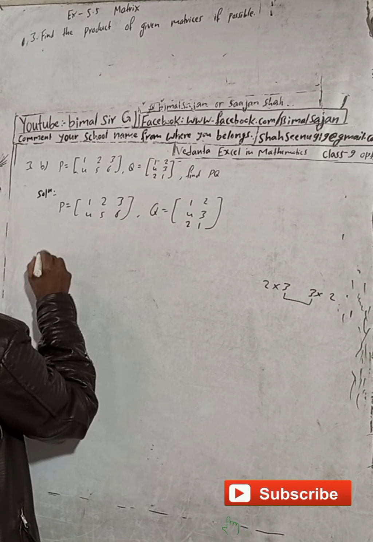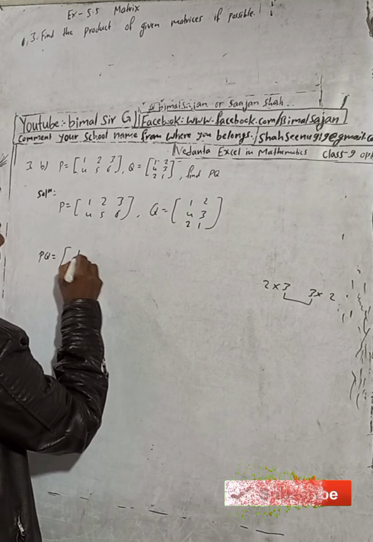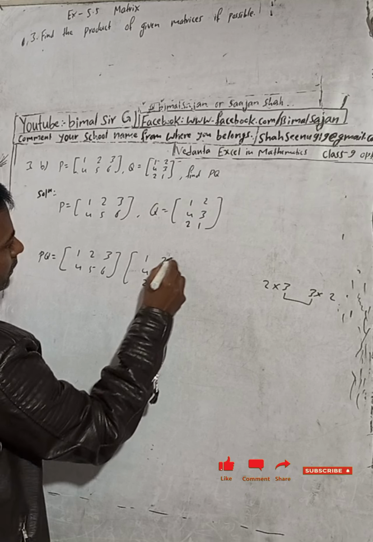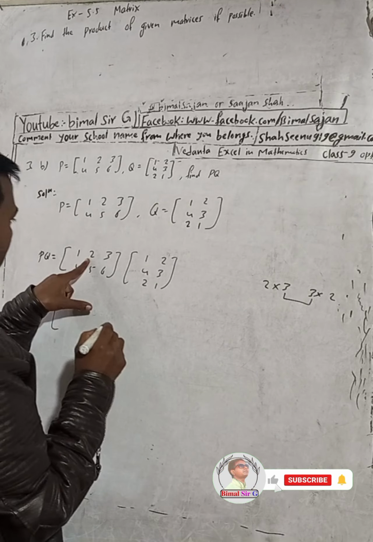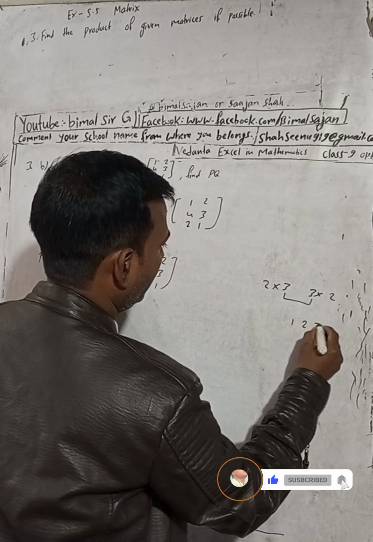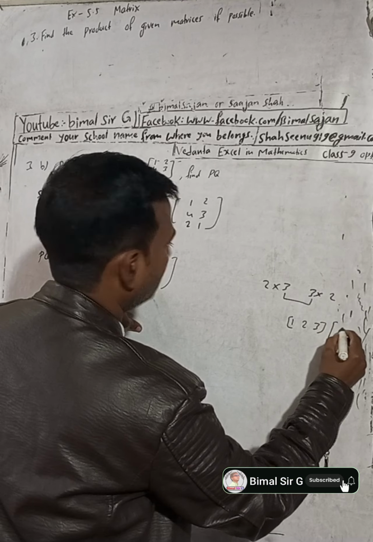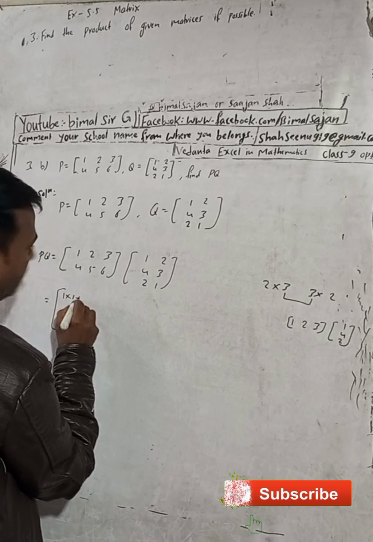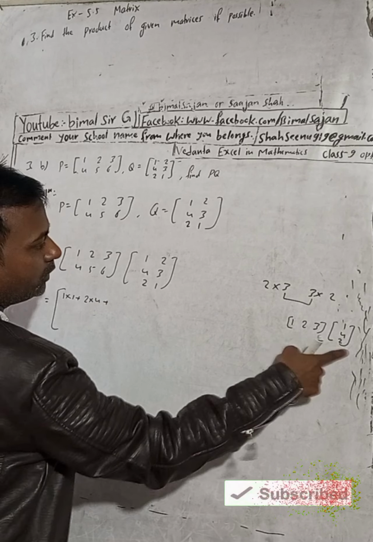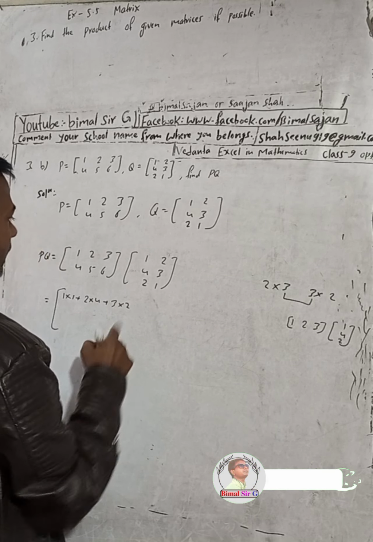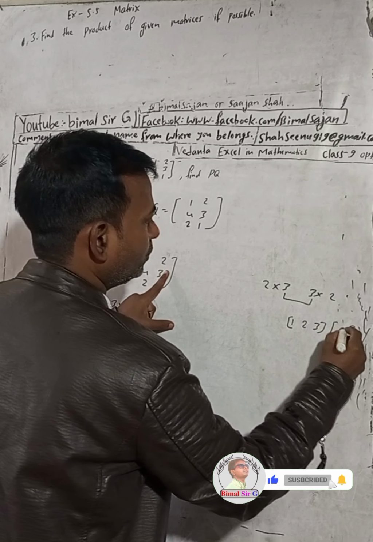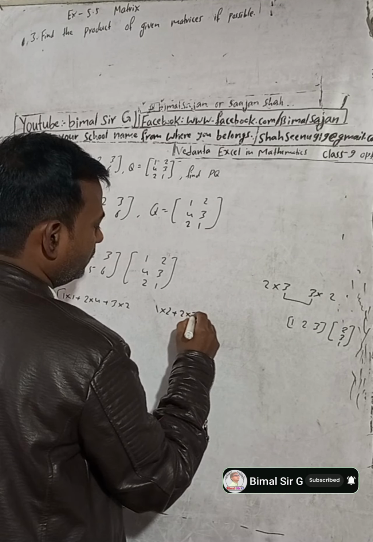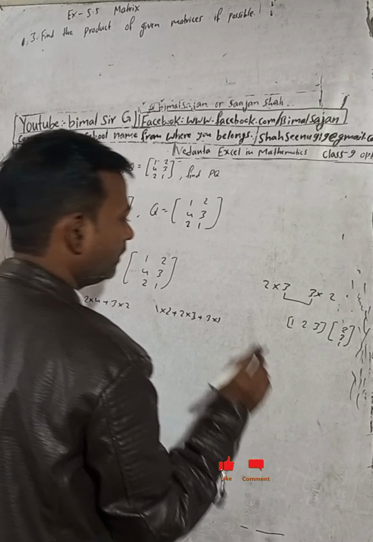So now let's find PQ. PQ is equal to [1, 2, 3; 4, 5, 6] times [1, 2; 4, 3; 2, 1]. Now to get the result, take this row 1, 2, 3 and the first column 1, 4, 2. So 1 into 1 plus 2 into 4 plus 3 into 2. Now the second column is 2, 3, 1. So 1 into 2 plus 2 into 3 plus 3 into 1.